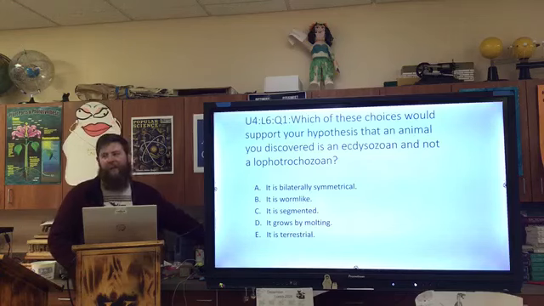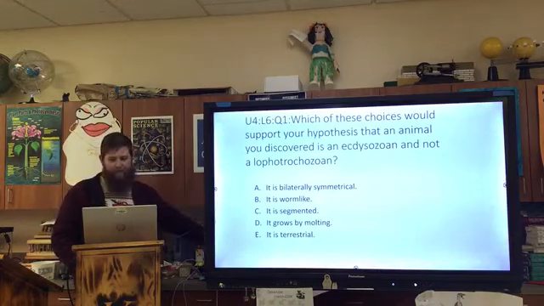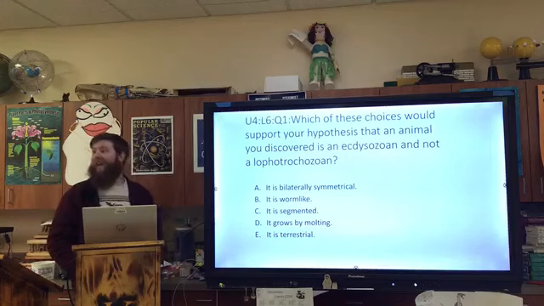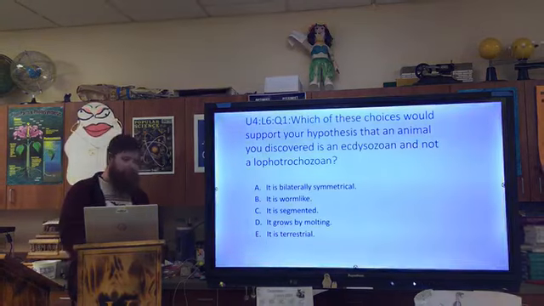Lophotrochozoan is named after how they feed and what their larva looks like. Yeah, the lophophore and the trochophore there.